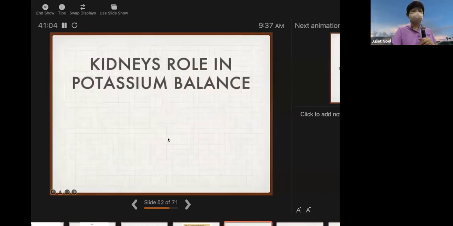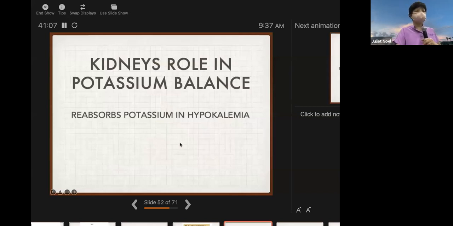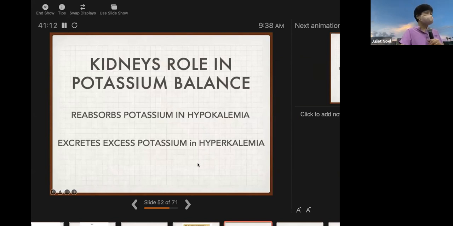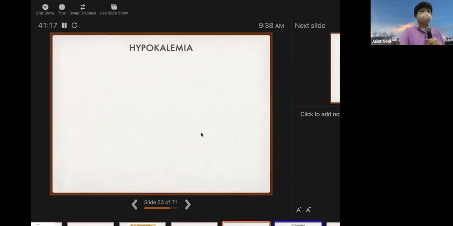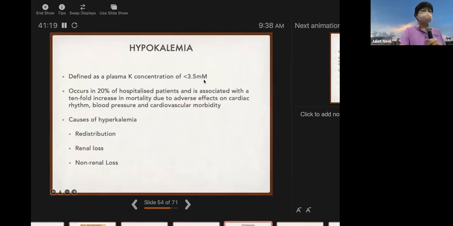So what is the kidney's role in potassium balance? It reabsorbs potassium in cases of hypokalemia. It excretes excess potassium in cases of hyperkalemia. Hypokalemia is defined as less than 3.5 millimoles per liter. It occurs in 20% of hospitalized patients and is associated with a tenfold increase in mortality due to adverse effects on the cardiac rhythm, the blood pressure, and cardiovascular morbidity.